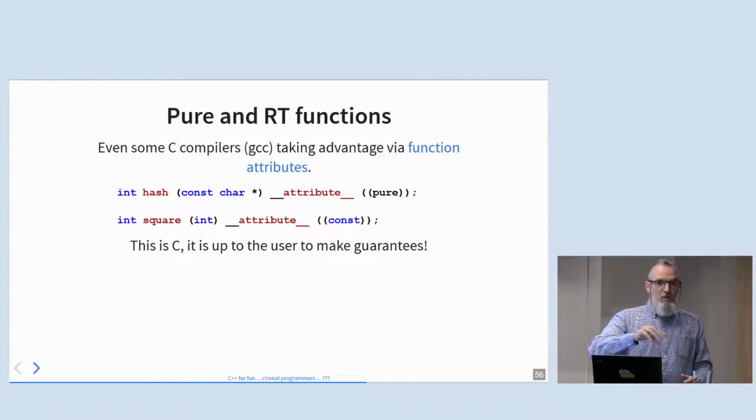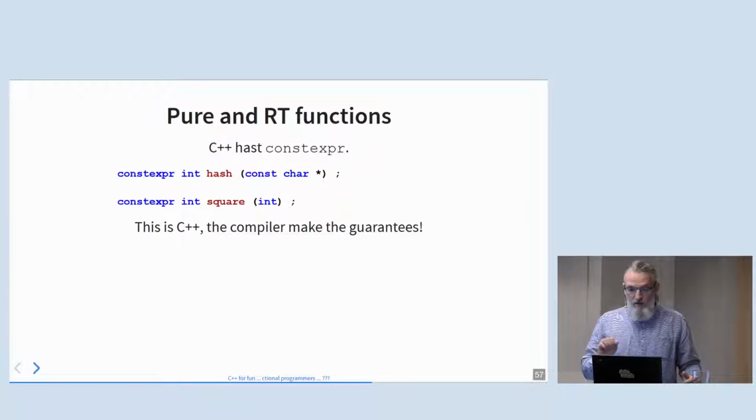So in C, people trust developers. In C++, people trust the compiler. So C++ has constexpr. So declaring the same function constexpr, the compiler makes sure that everything is okay, that the function actually has no side effects and doesn't read global state, whatever.